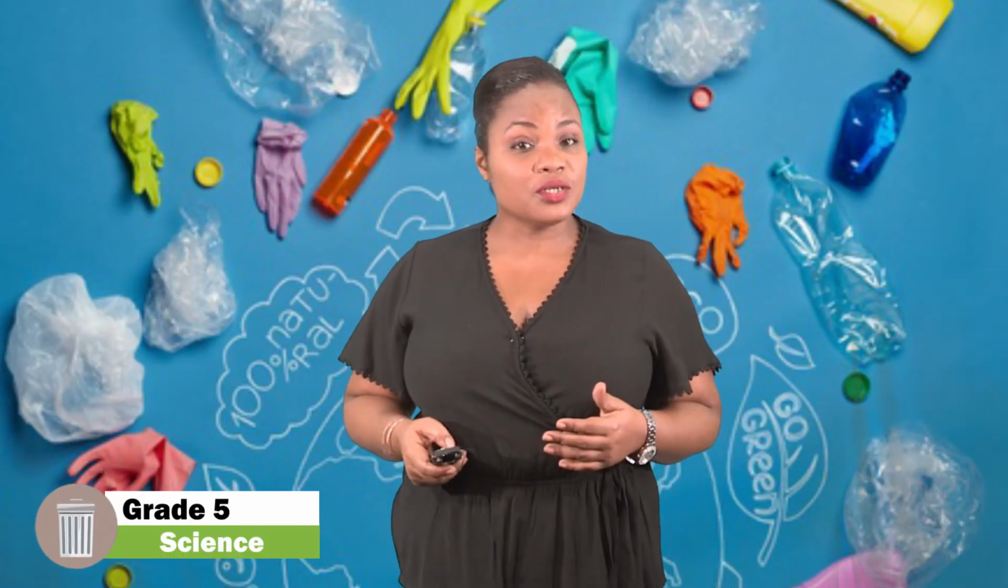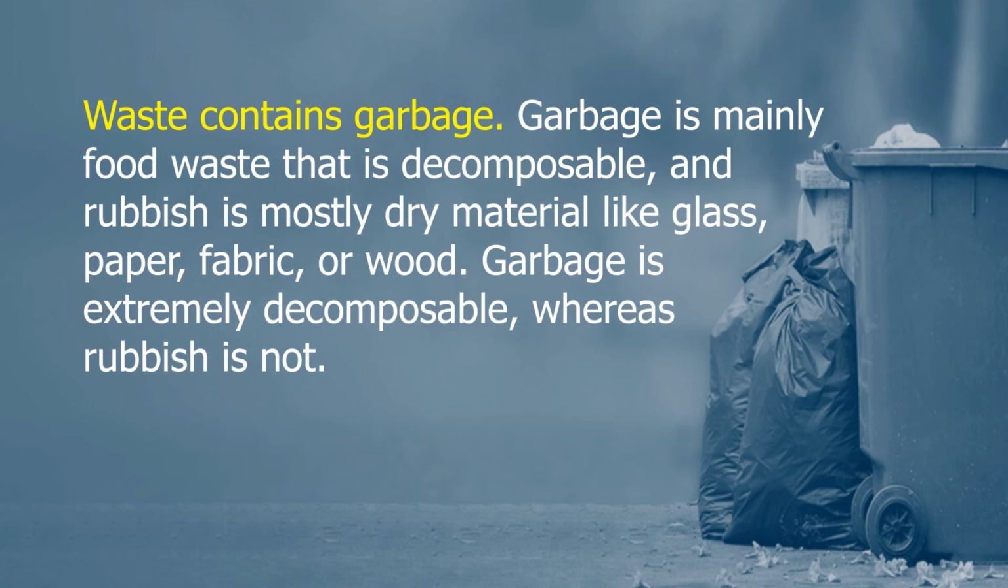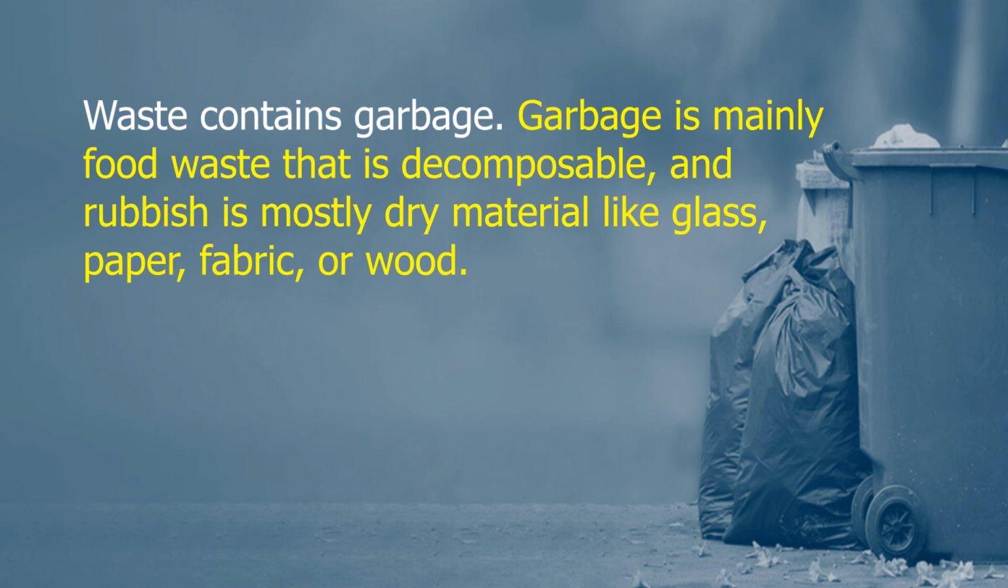Okay, for the boys and girls who weren't here earlier, we looked basically at waste and methods of how we can dispose of waste. And it says waste is anything that has no use or function anymore and needs to be disposed of. Then we say waste contains waste and garbage. Garbage is mainly food waste that is decomposable, and rubbish is mostly dry material like glass, paper, fabric, and wood.